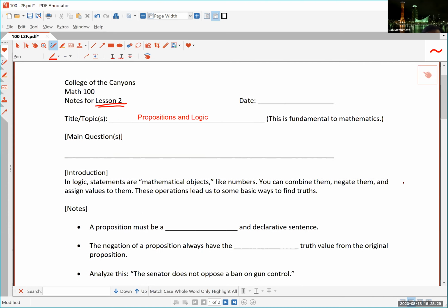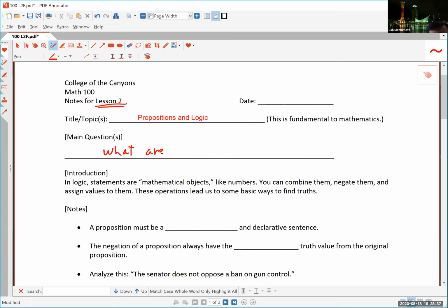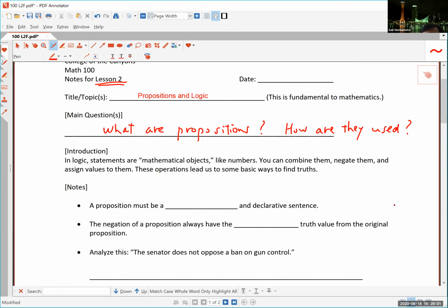So this is what this lesson is all about. Right? So first we'll be answering questions like, what are propositions? And then how do you use them? Or how are they used? So this really comes to coming to the best conclusions or the more precise conclusions using what we call formal logic. Okay. Now, in logic, statements are called propositions.